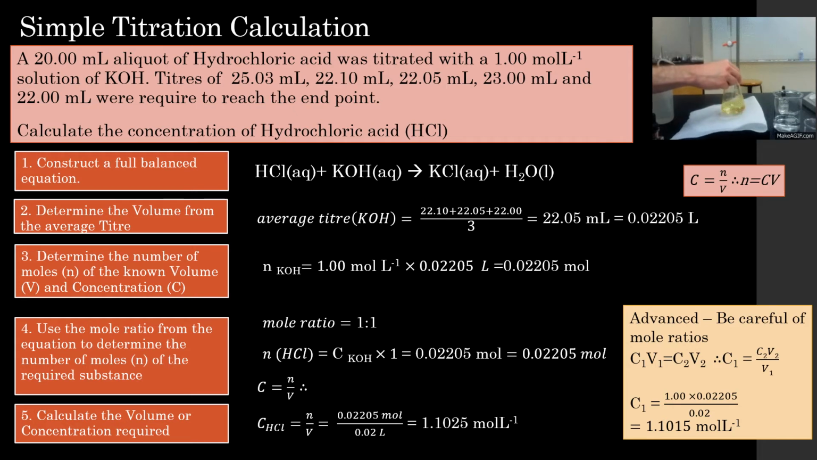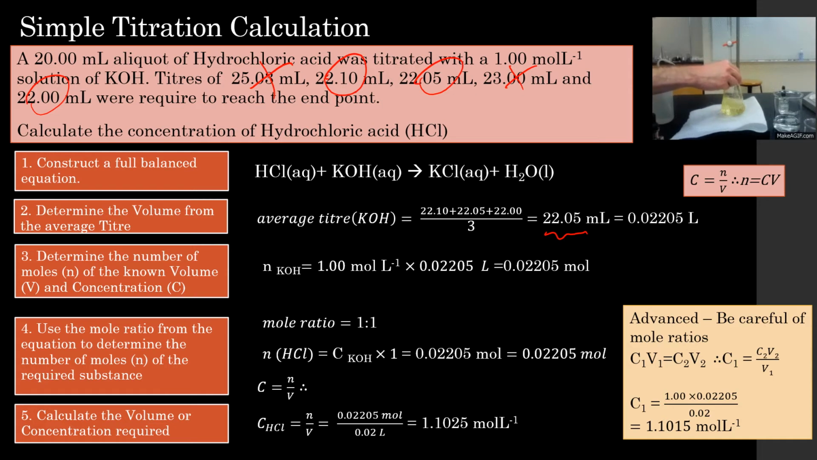So this is what we're doing here. 22.10, and then we've got 22.05 and 22. So they are the 3 concordants. Remember, that's an estimation and that's not concordant. Once we have that, we take the mean of those 3 concordant titers and use that for our volume.